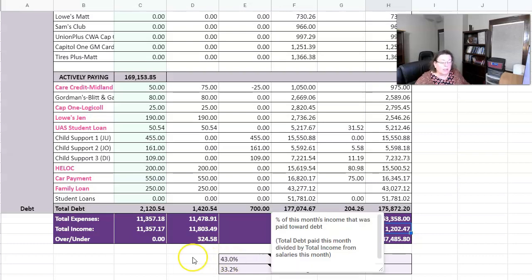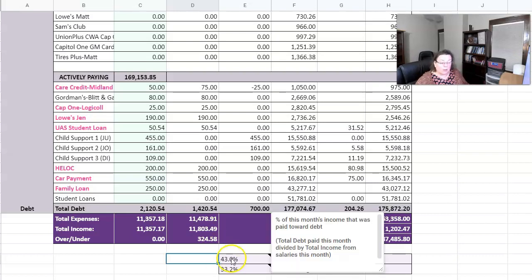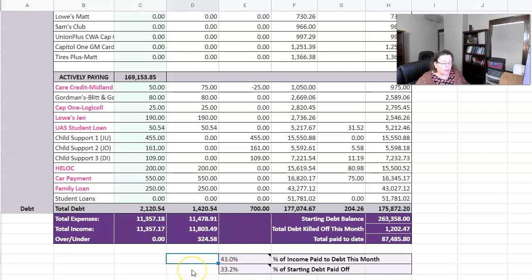This 43% is representative of this number, 1,420, and whatever we paid towards the mortgages for the month, because we have two of them right now. I took the sum of that number and divided it by our regular salaries, and that's how we get to 43%. Now, this number here, 33.2%, I'm sorry for those labels popping up, is the percent of starting debt paid off. So 33.2% of this $263,358 has been paid off. This is fantastic news.